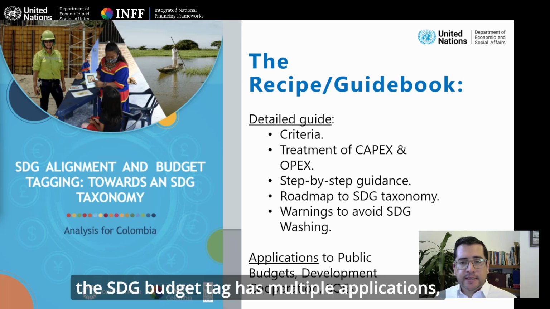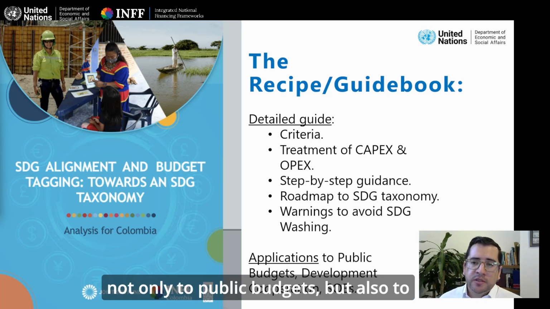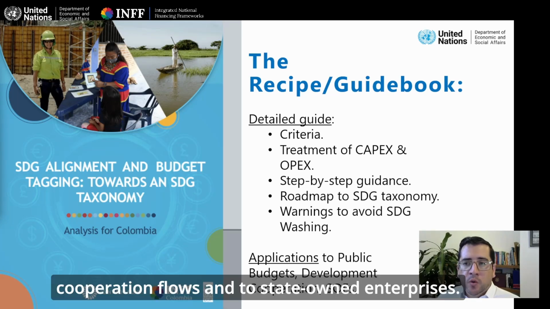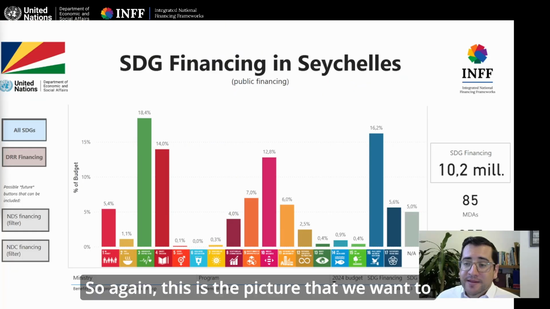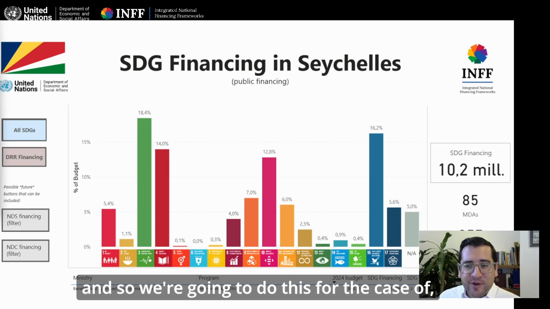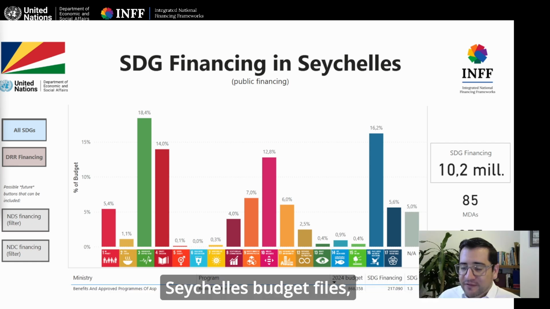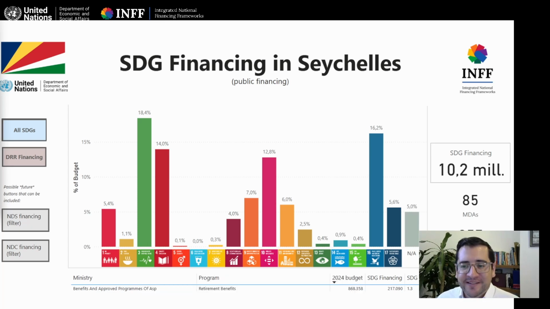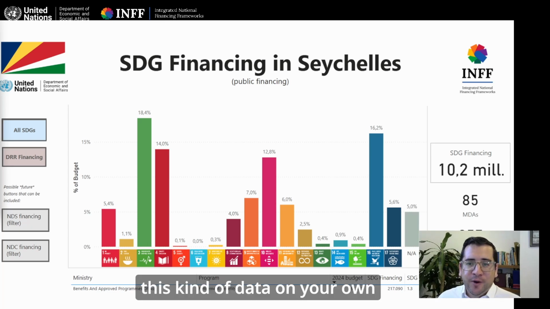As mentioned, the SDG budget tag has multiple applications, not only to public budgets, but also to development cooperation flows and to state-owned enterprises. So again, this is the picture that we want to compile in the next couple of videos. We're going to do this for the case of Seychelles, using Seychelles budget files, and hopefully you as a user will be able to compile this kind of data on your own after this series of videos.